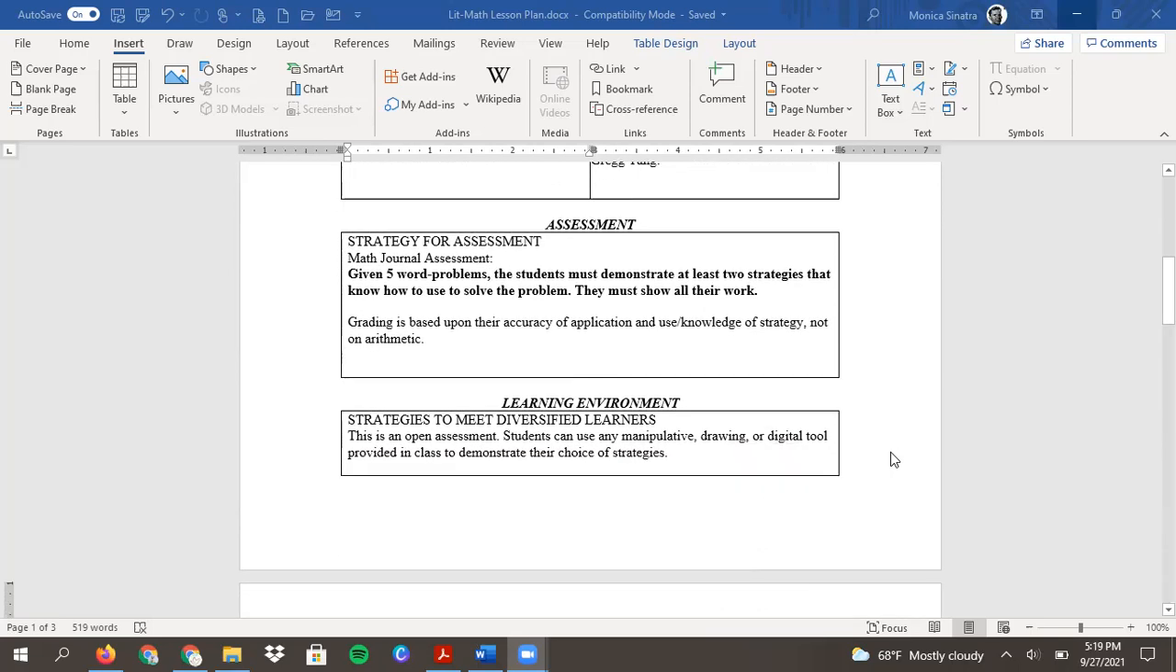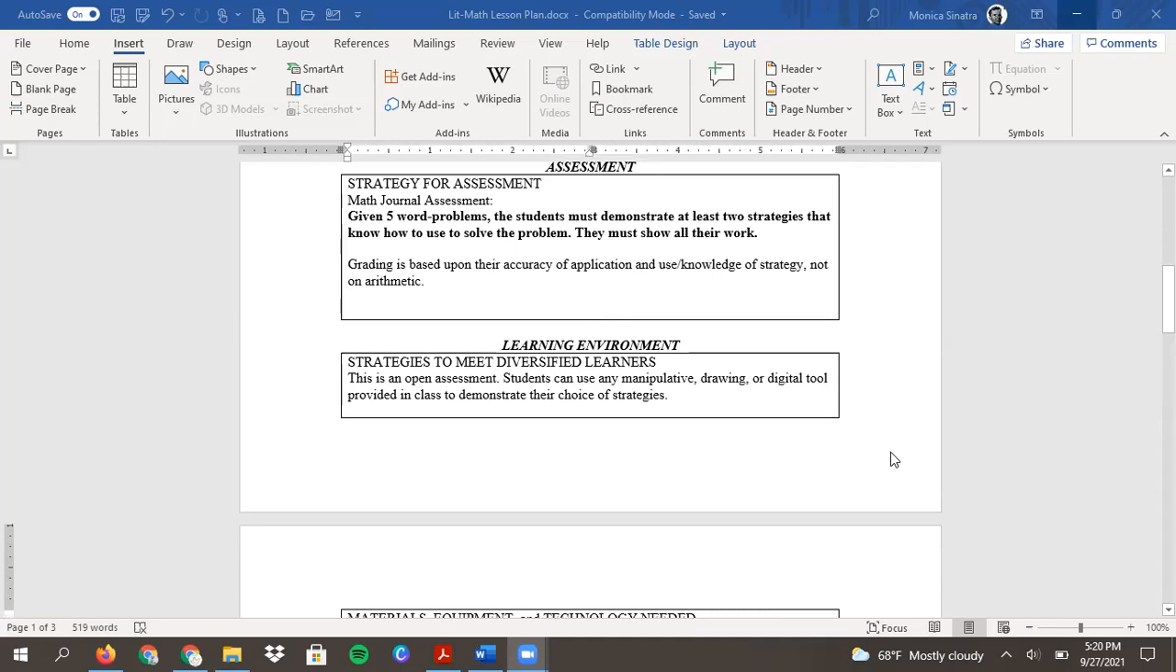The assessment at the end is that the students are going to be given 5 word problems, and the students must demonstrate that they know at least 2 strategies and how to use them to solve the problem. So they'll be given the word problem, and then they have to write out 2 strategies and how to solve it. They must show all of their work, because grading is going to be based upon that work of the strategy, not necessarily did they add right, because we know they know that.